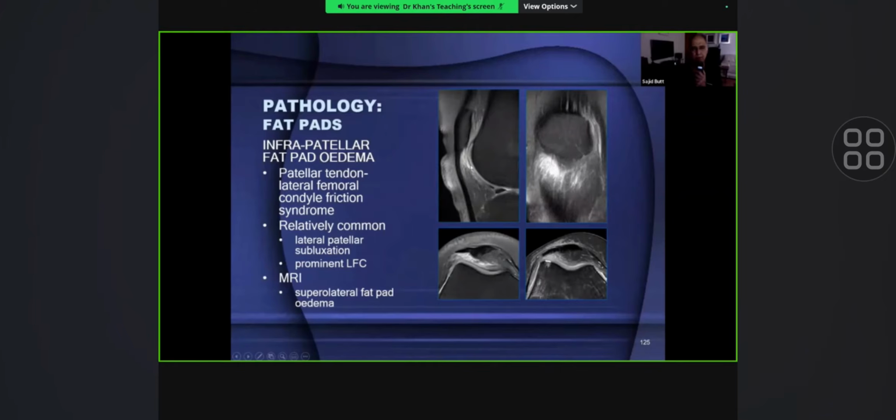This is a more obvious example of Hoffa's fat pad impingement. Sagittal imaging, lateral side shows edema of the fat pad. Axial imaging shows that the lateral side of the fat pad has got a significant degree of edema, and the same finding in the coronal imaging.